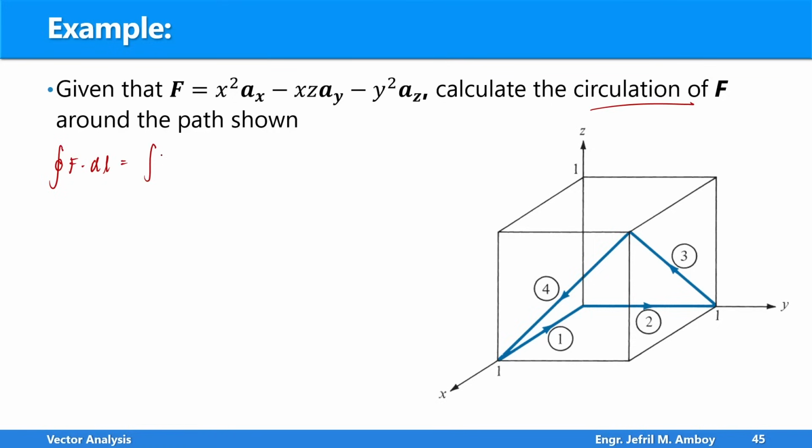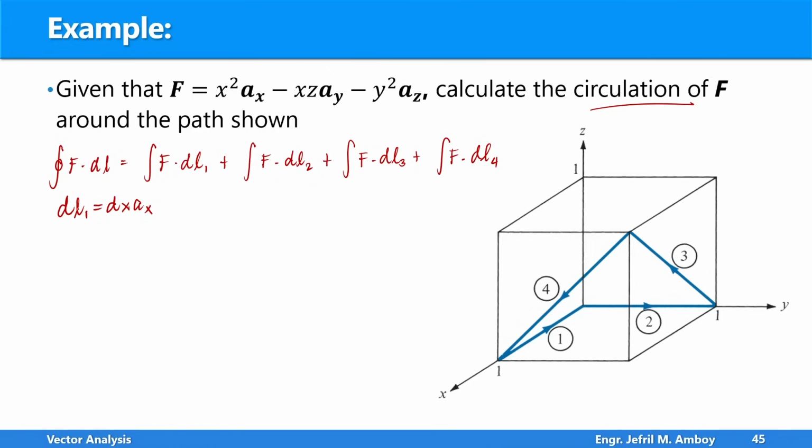So the integral of F dot dL1 plus the integral of F dot dL2 plus the integral of F dot dL3 plus the integral of F dot dL4. We have four paths and each path has its own dL. So for the first path, what is our expression for dL? We can see here that the first path is along the x-axis. Therefore, dL1 must be equal to dx ax.